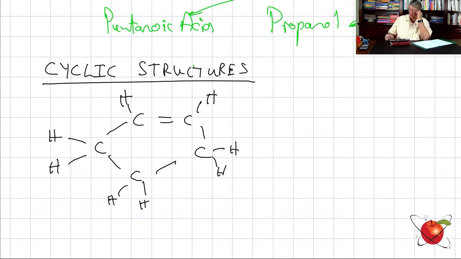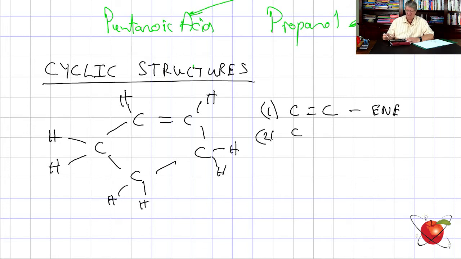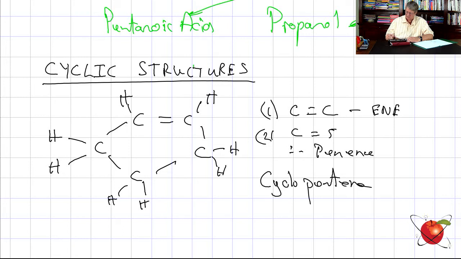How do I label that? Well, I say to myself, first of all, it's a double bond, which means it's an ene. Step 2: how many carbons are there? 1, 2, 3, 4, 5. Therefore, it must be meth, eth, prop, pent. It's pentene, but it is cyclopentene. Same if you had cyclopentyne, same principles.